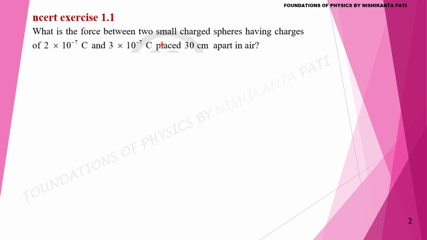What is the force between two small charged spheres having charges of 2 × 10^-7 coulomb and 3 × 10^-7 coulomb placed 30 centimeter apart in air? Let us assume air is homogeneous and isotropic and endless, and also assume the permittivity of air is nearly equal to the permittivity of vacuum.